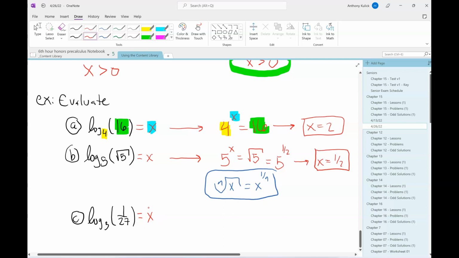So let's say we have log base 3 of 1 over 27. Again, I'm going to start by setting it equal to x to create a logarithmic equation. That's going to translate into what exponential equation? 3 to the x equals 1 over 27.